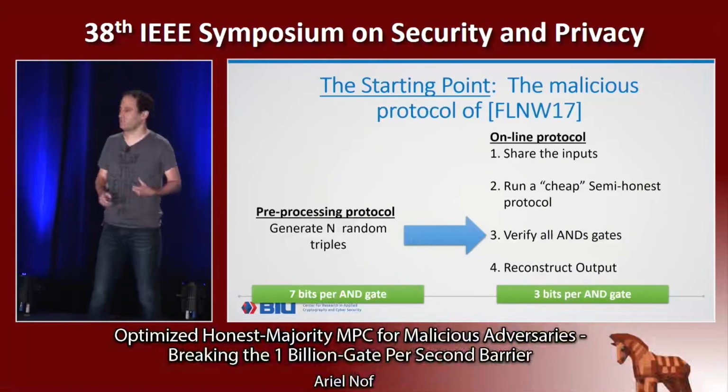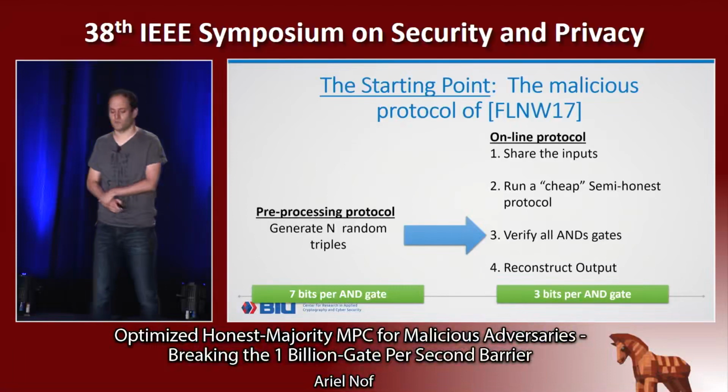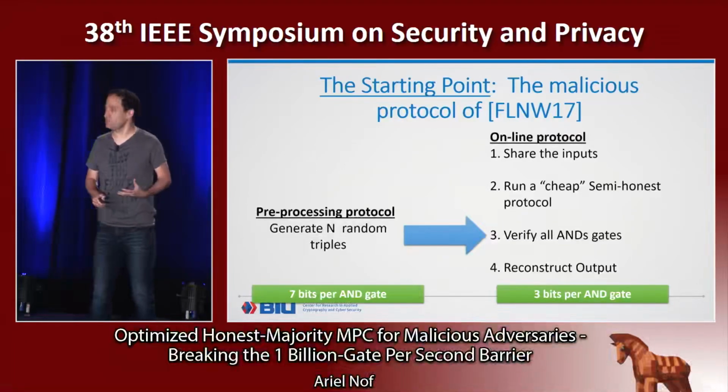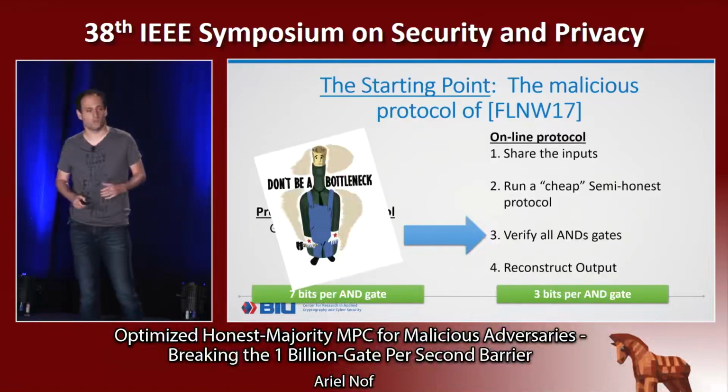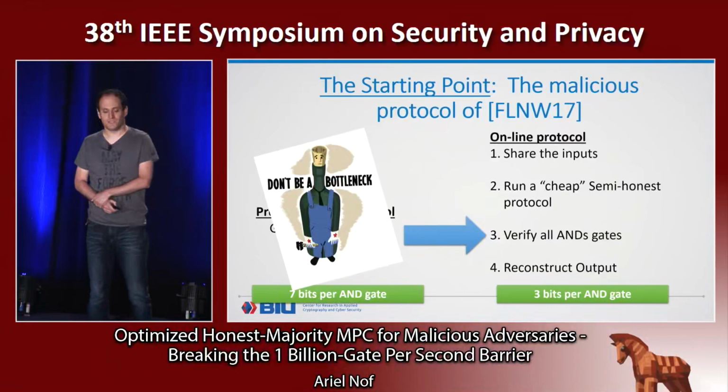We measure it by how many bits per AND gate, because this is what determines eventually the throughput of the protocol. So in this work, we focus on making the preprocessing protocol less of a bottleneck. This will be our focus here. So how do we generate these multiplication triples?